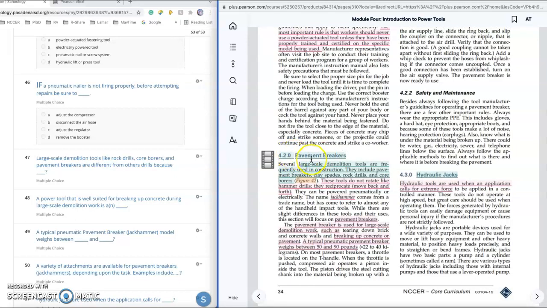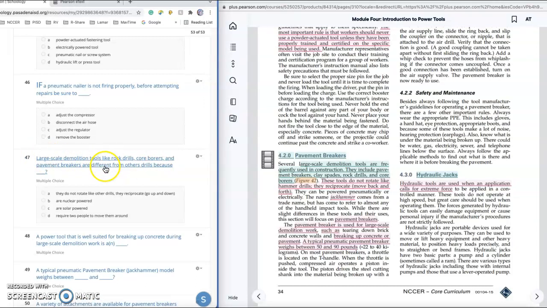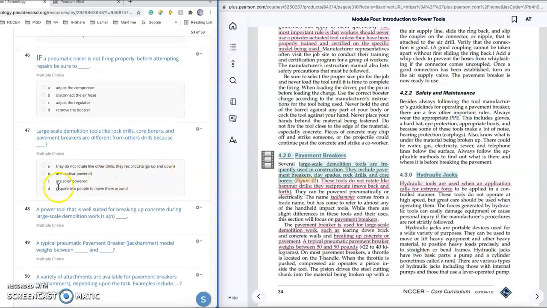Now we're going to move down and talk about jackhammers. Actually they're called pavement breakers, but they're also known as jackhammers. Large-scale demolition tools frequently used in construction. They include pavement breakers, clay spades, rock drills, and core borers. These tools do not rotate like hammer drills. They reciprocate, which means move back and forth. Large-scale demolition tools like rock drills, core borers, and pavement breakers are different from other drills because they do not rotate. They go up and down, which is back and forth.